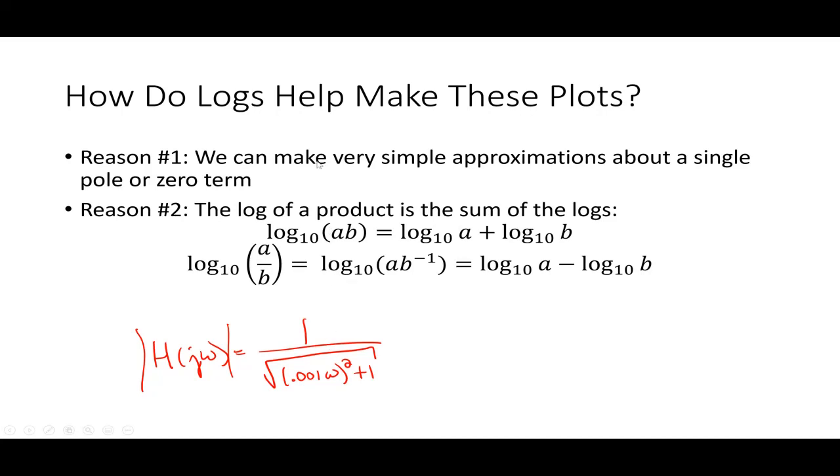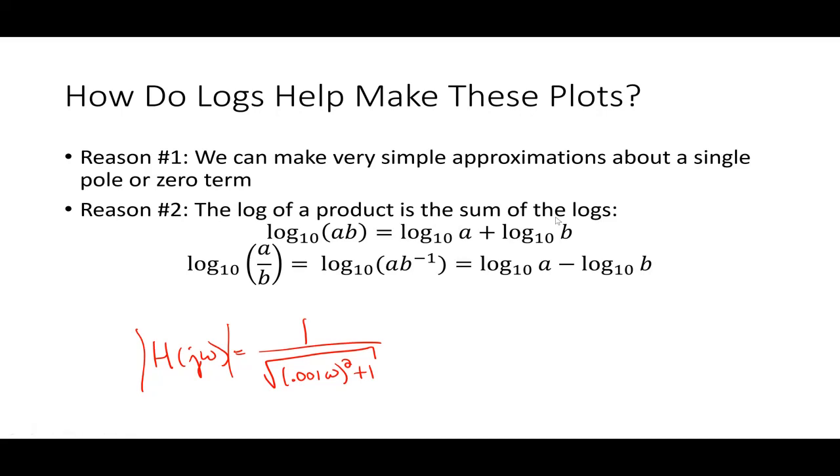Now, logs help us to make the plot by hand in an easy way. And there's two reasons for that. Reason number one is that we can make very simple approximations about a single pole or zero. So in this case, we have a single pole term, and we can make some really simple approximations about it. Similarly, if we had a single zero term, we can make some really simple approximations about it. The other reason, which we'll look at in the second video today, is that the log of a product is the sum of the logs. Now, you learned that in high school, but we're going to make use of that here today.